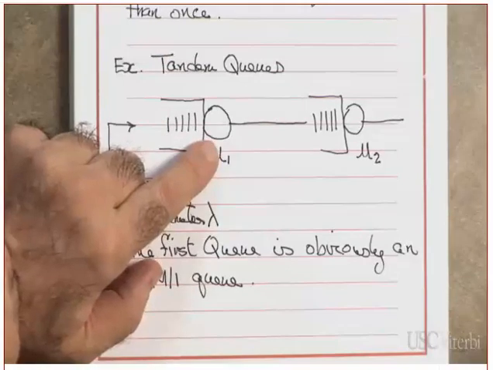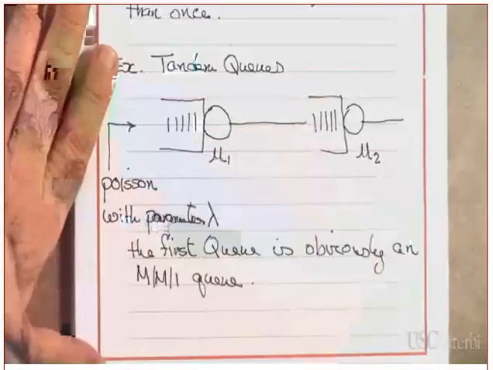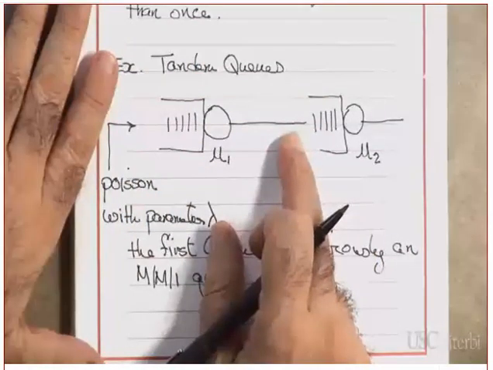Let the state of the system be N1 and N2, where N1 is the number of packets in system 1, both waiting and being served.